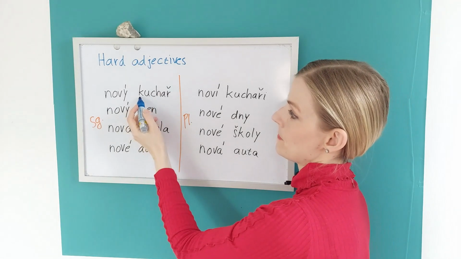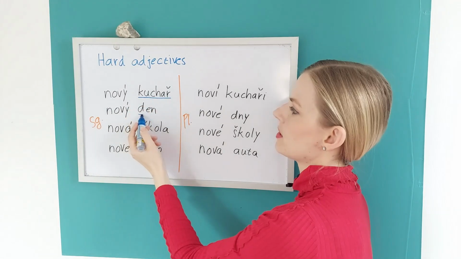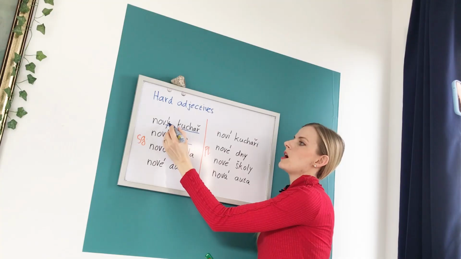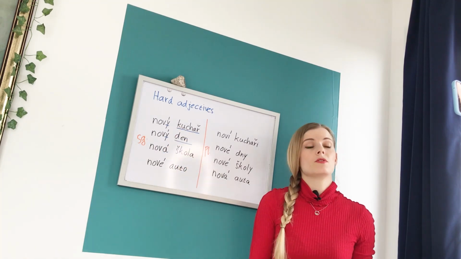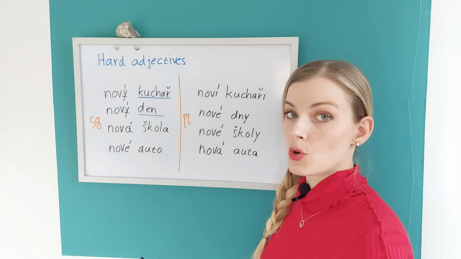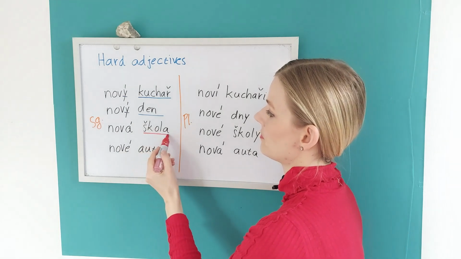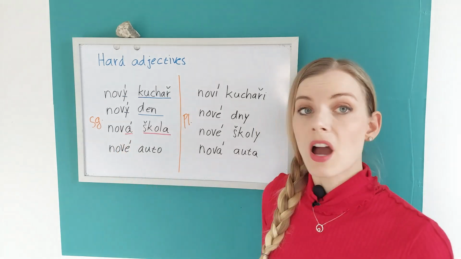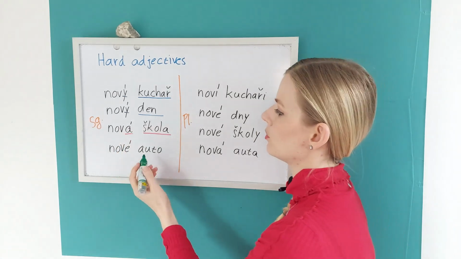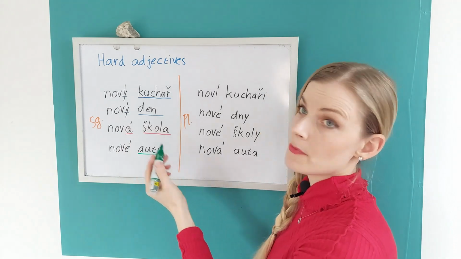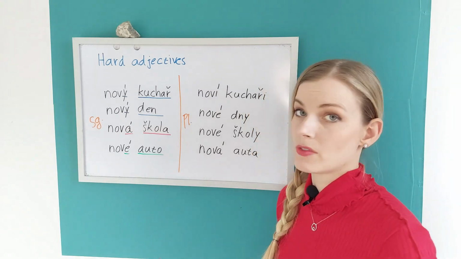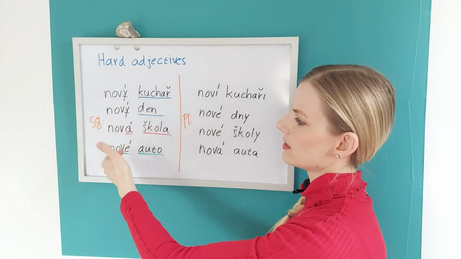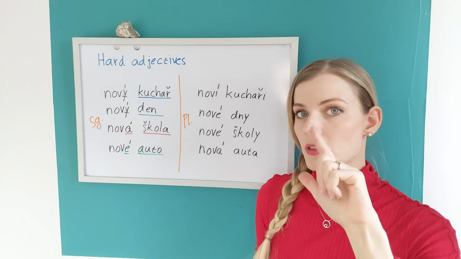Kuchař is masculine animate, den is masculine inanimate. In here you can see that nový and nový are exactly the same, they finish with the same letter. Škola is feminine, and when we look at the ending of the adjective it is nová, nová škola. Auto is neuter, to auto, and we say nové auto. These are the forms for the singular. Y, A and E, all ending with a čárka.